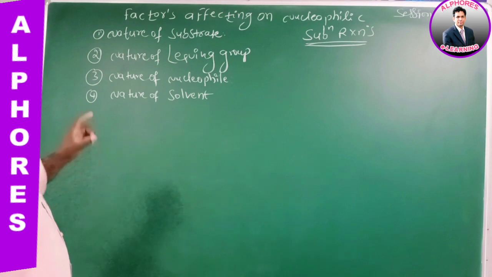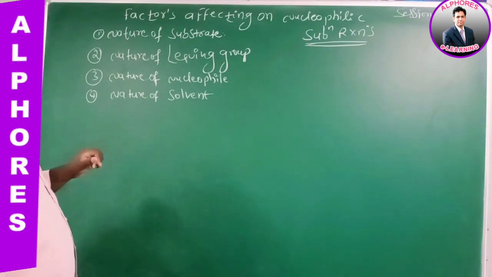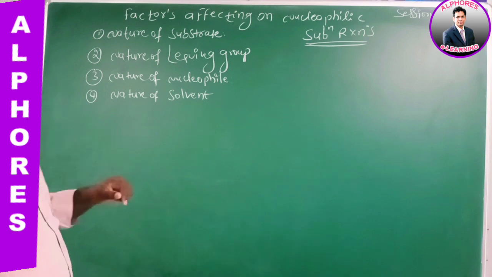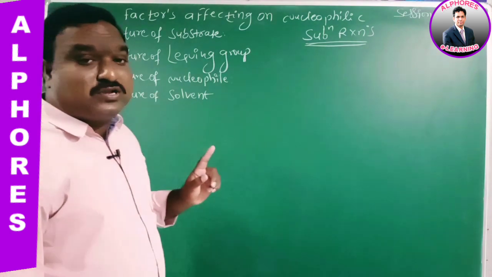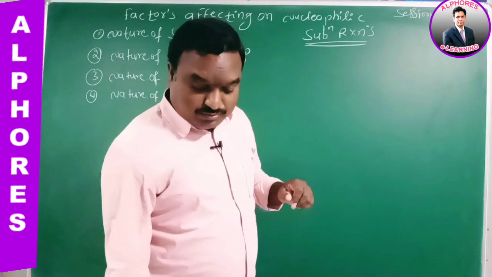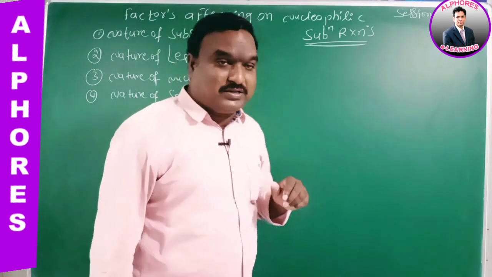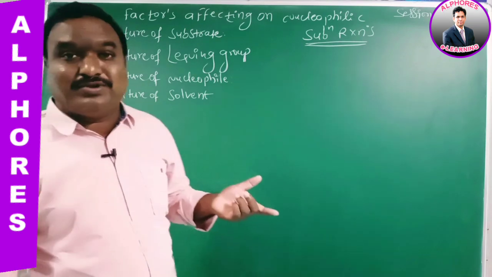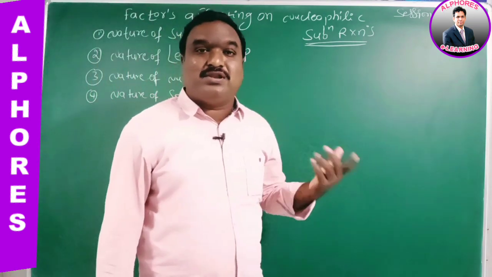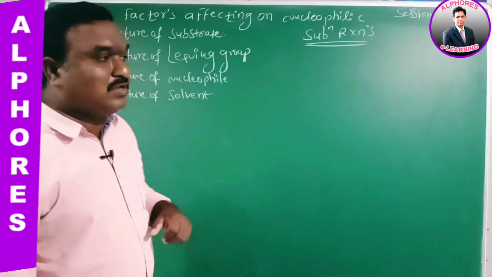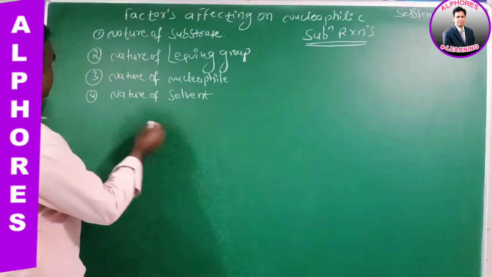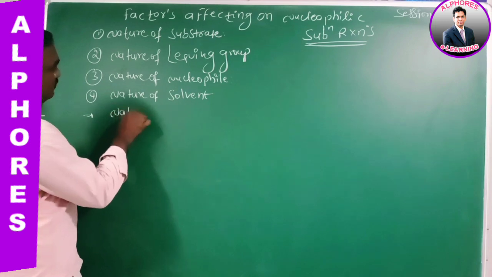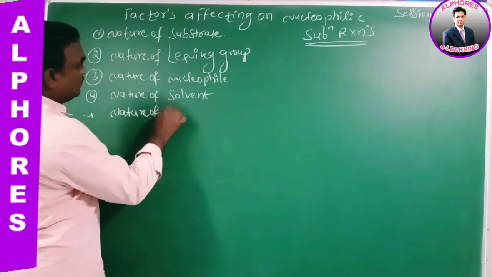So the four factors are the nature of the substrate or reactant, the nature of the leaving group, the nature of the nucleophile, and the nature of the solvent. We will first discuss the nature of the substrate, or the nature of the given alkyl halide.